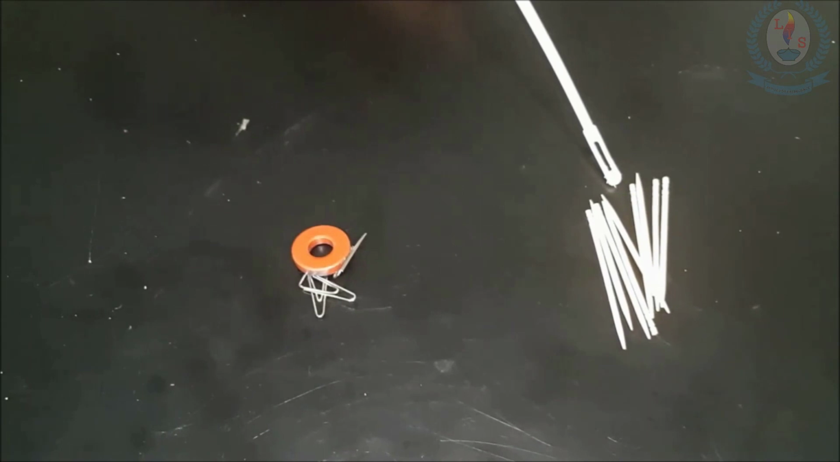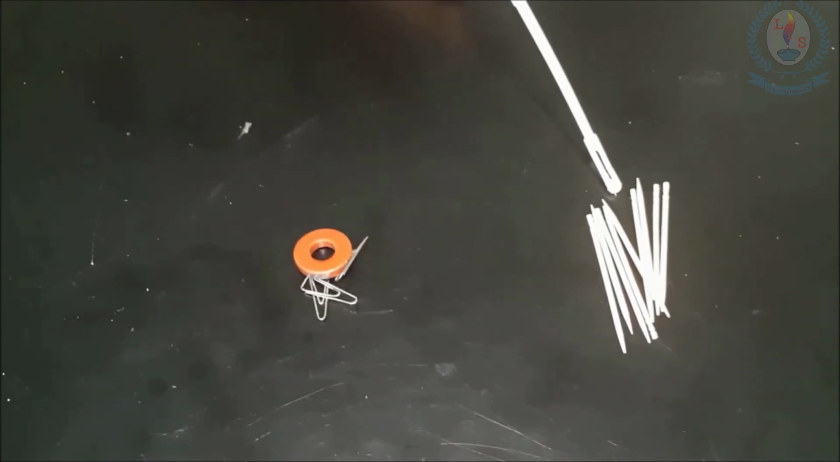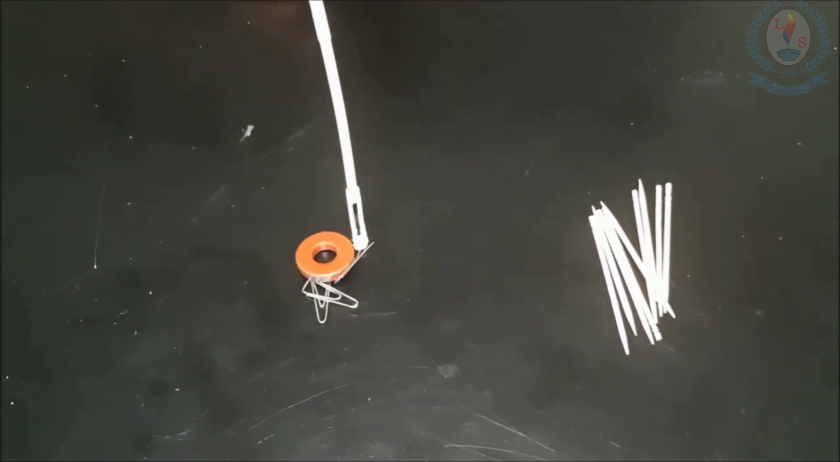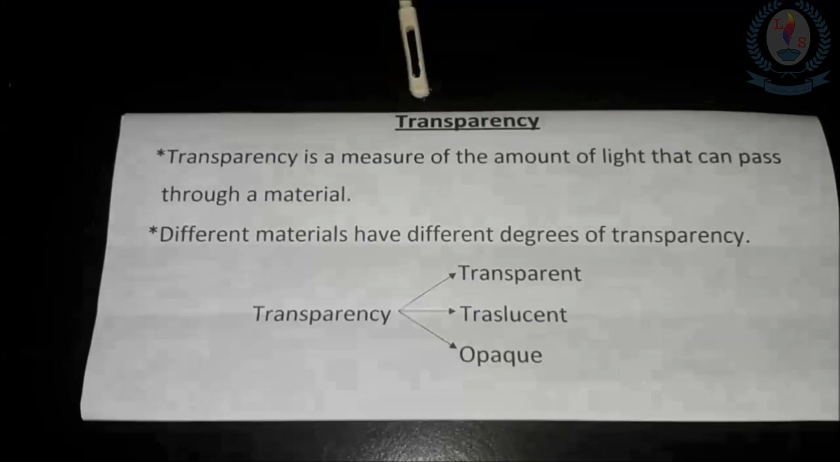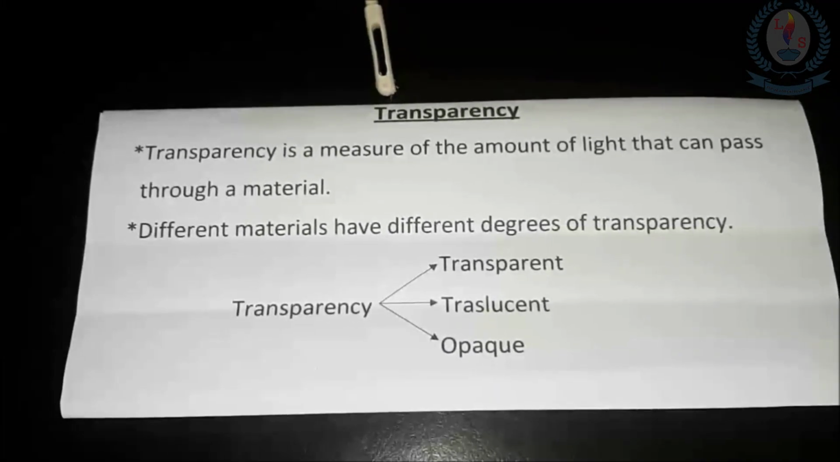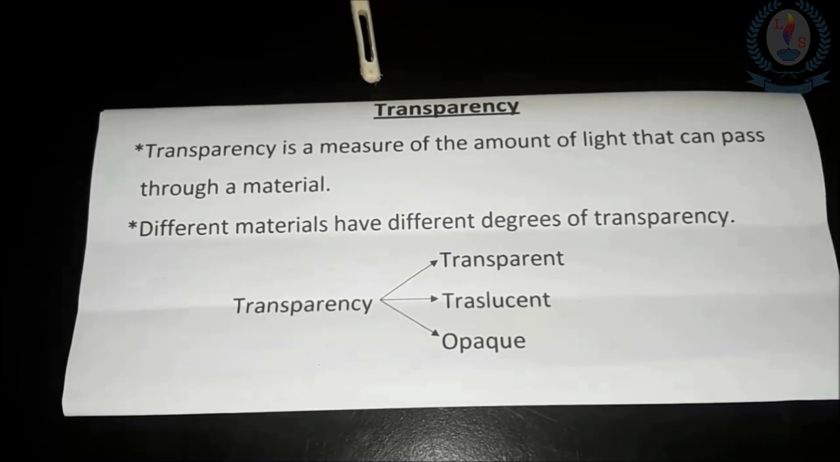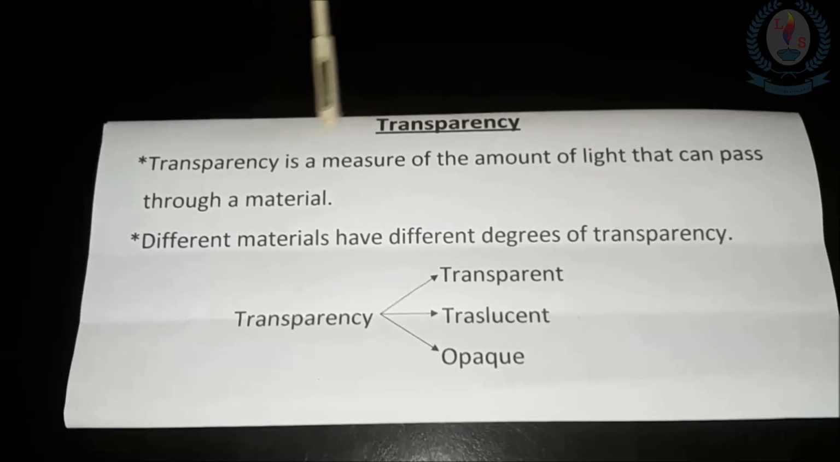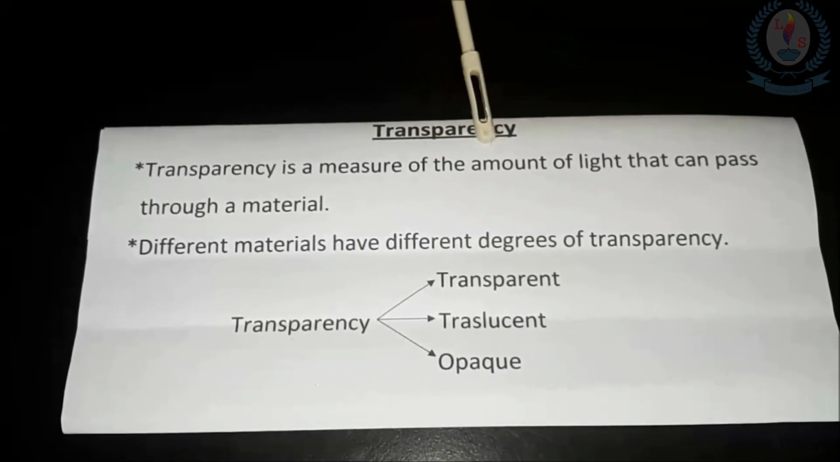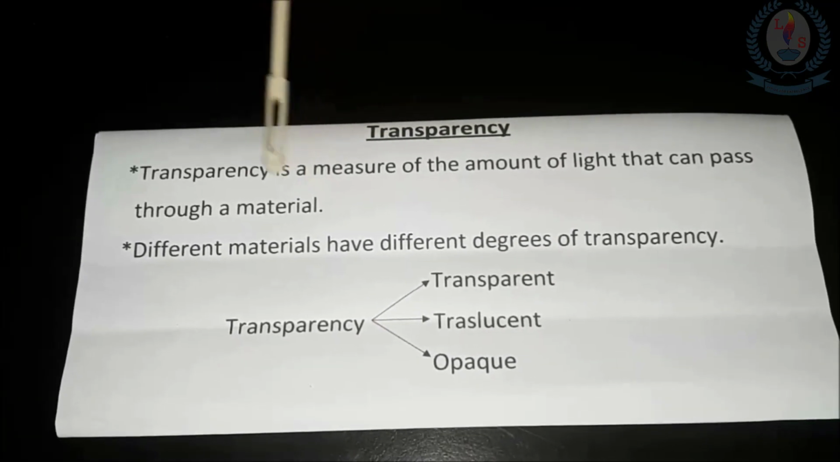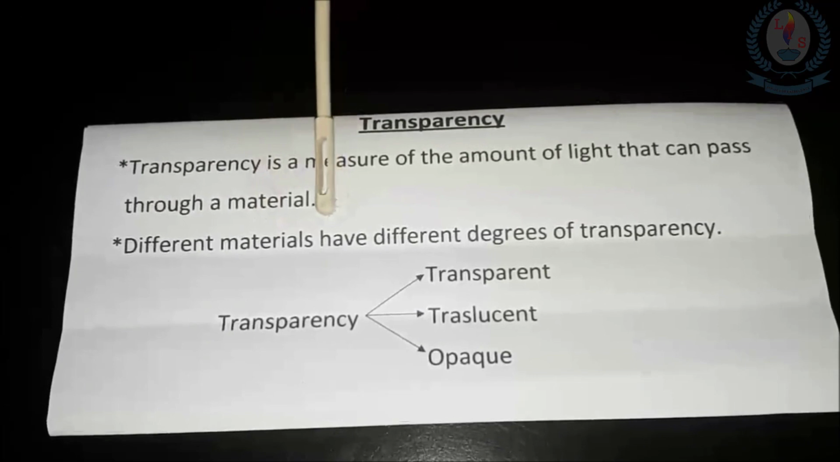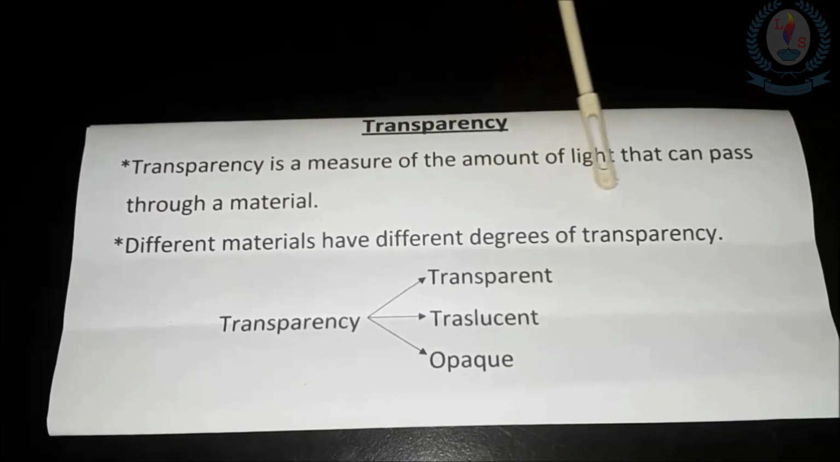This experiment shows that wood is a non-magnetic material and steel is a magnetic material. Now we are going to discuss the last property of materials, transparency. Transparency is a measure of the amount of light that can pass through a material. Different materials have different degrees of transparency.